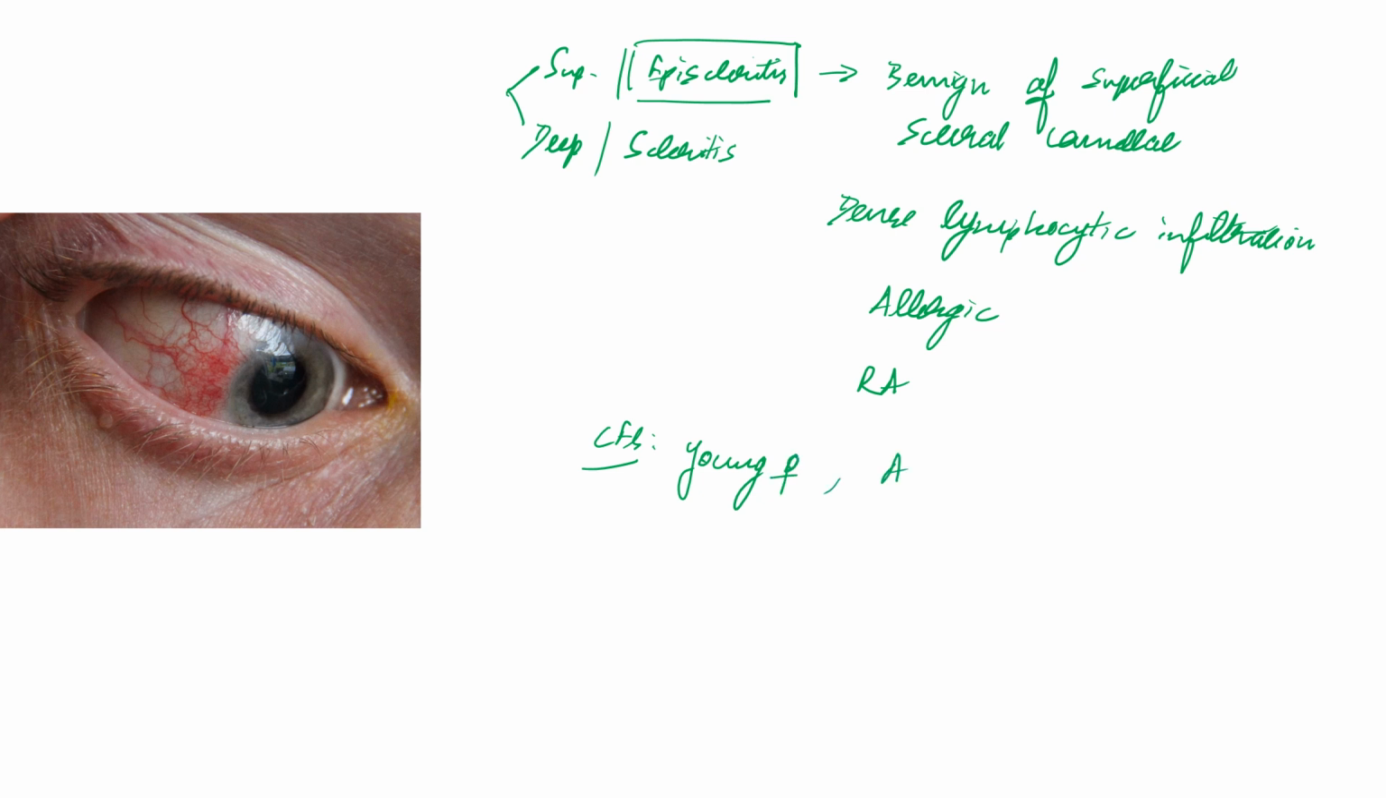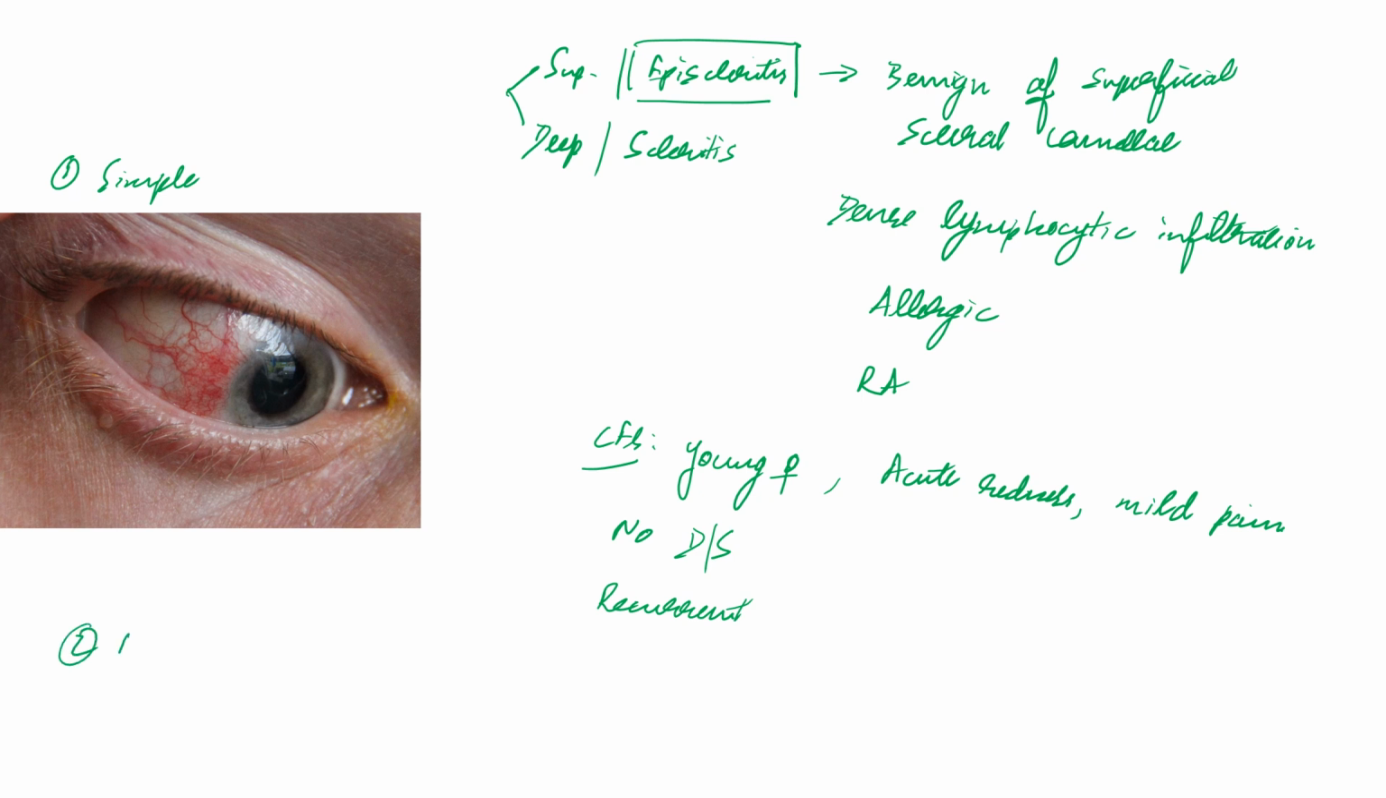There will be acute onset of redness and mild pain. It can affect one or both the eyes. Usually there won't be any discharge and it is usually recurrent. Coming to the types of episcleritis, there are two types. One is simple episcleritis and the second one is nodular episcleritis.